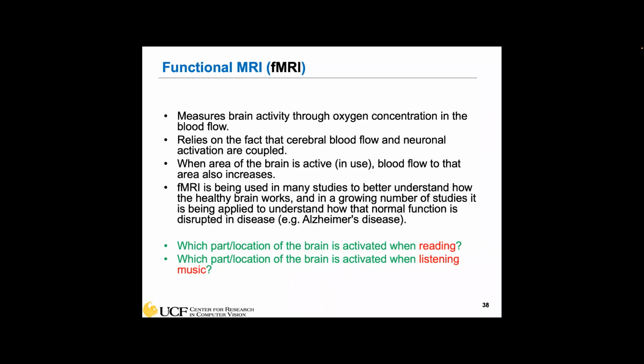And so fMRI is being used in many studies to better understand how a healthy brain works. It has also been increasingly used to understand how normal function is disrupted in diseases, for example Alzheimer's disease, right? So we can use fMRI to see why those normal functions are disrupted.